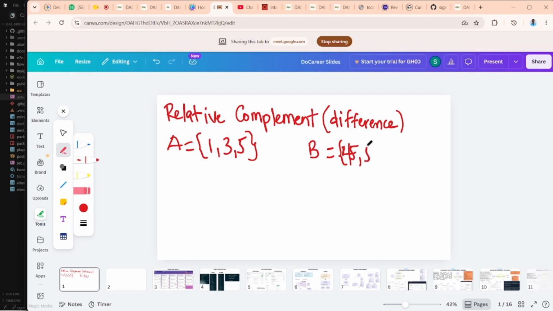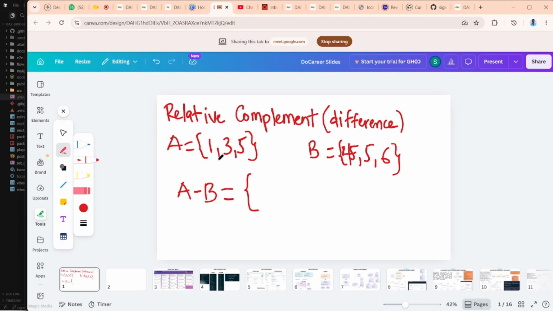So we have to find a relative complement between A and B. So that's the difference A minus B. This one just means take A and remove anything that is in B from A. That's what A minus B is. So it's also going to be a set.